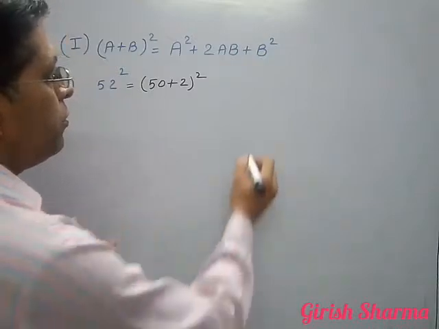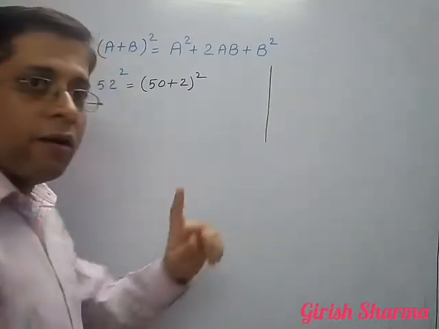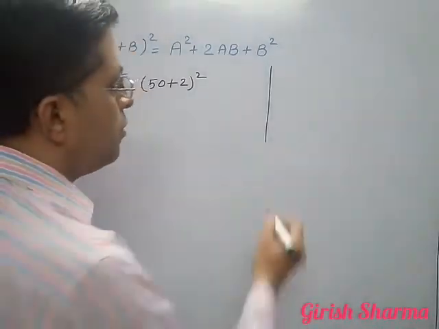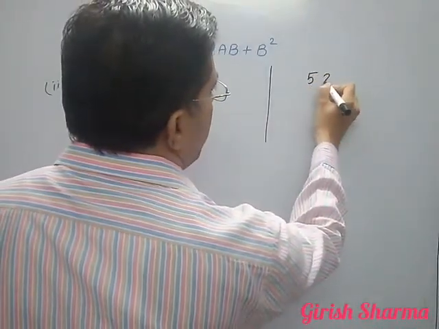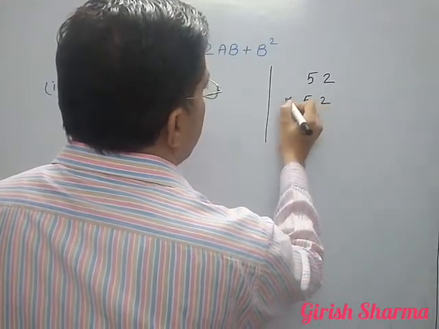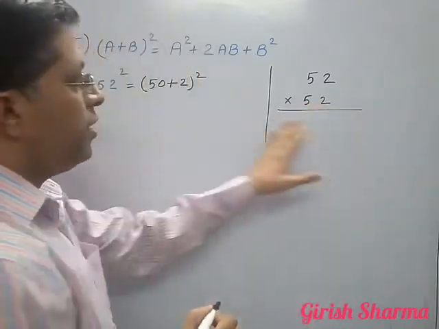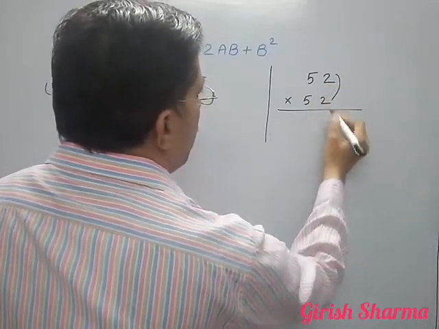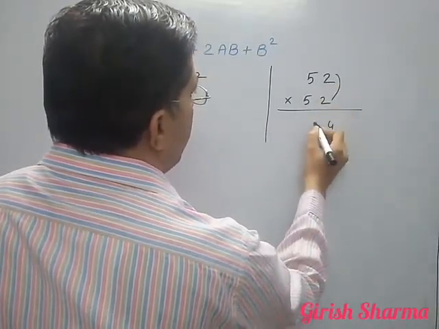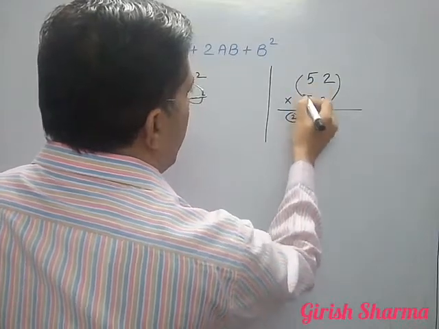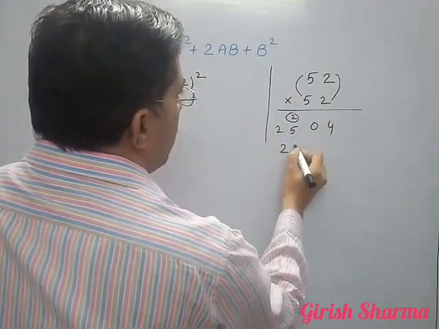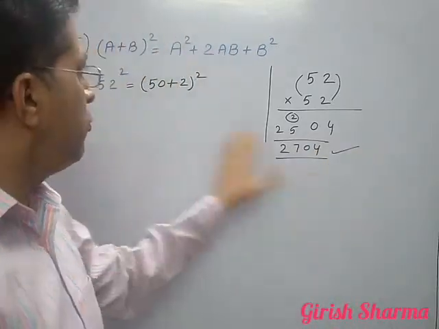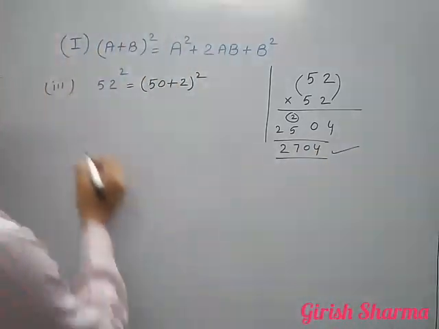But before that, what will the answer be? Can we find it directly by our previous, very important method, that is the Vedic method? See here, it is very easy and interesting. What will be the answer we can get in a line within a second? 2 2s are 4, 5 2s are 10, 5 2s are 10, 20, and 5 5s are 25. 2704 will be the answer.